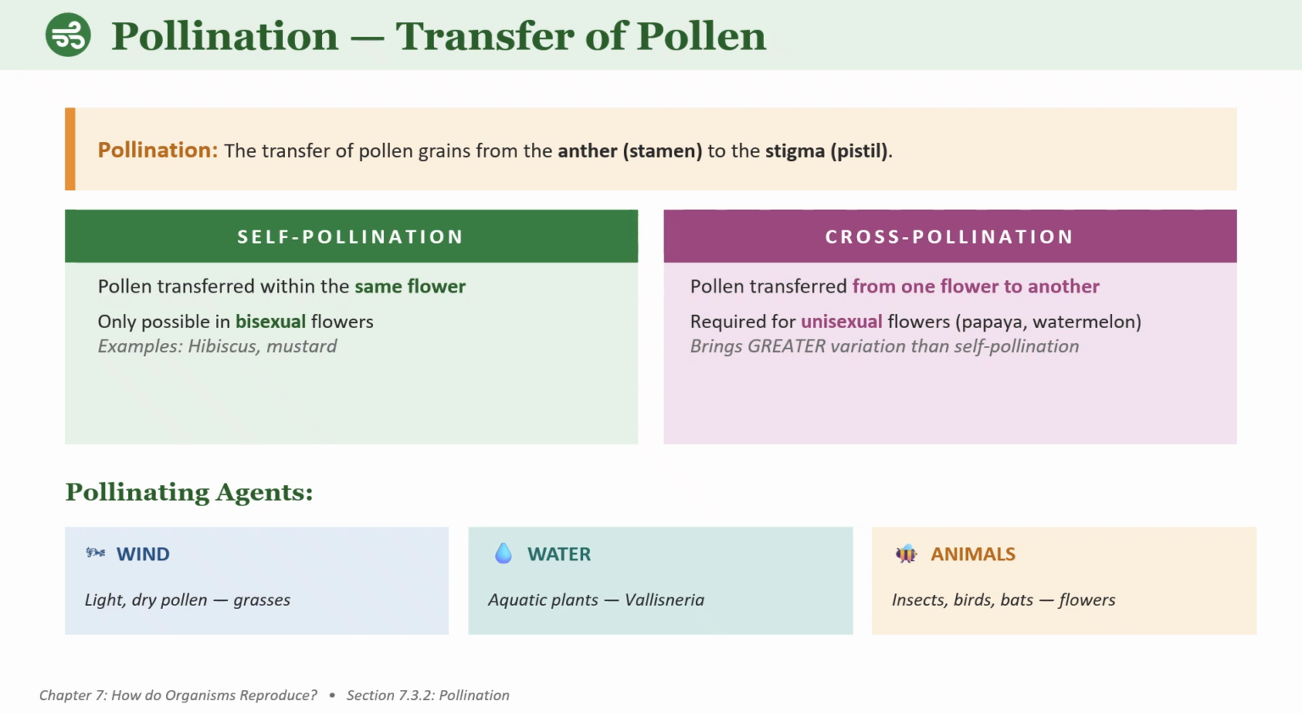Water. Water carries the pollens in aquatic plants. Example is Vallisneria. And animals. Animals carry this pollen while visiting the flowers. It will stick to their body, and wherever the animal is moving, it will distribute the pollen. Examples are bees, butterflies, birds, bats.